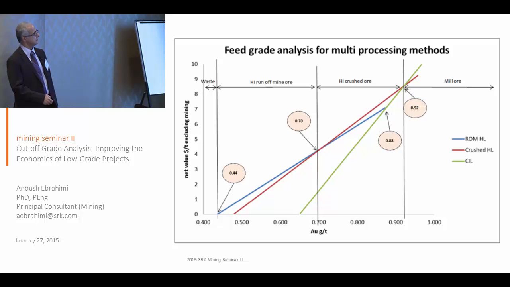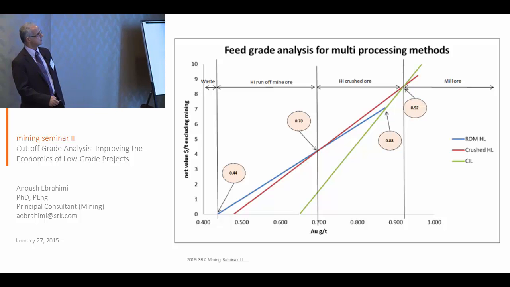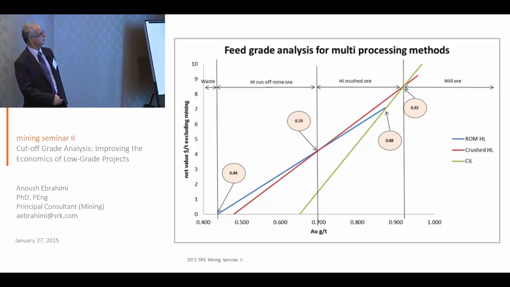I did the analysis here for the CIL, the green one, the crush heap leach, the red, and the blue here. What it suggests is that run of mine, from 0.44 and above, can be sent to heap leach up to 0.7. From 0.7 above, it's better to crush it and then send it to the heap leach, and after 0.88, it's better to send it to CIL. So that analysis is good, and after this you can make a decision.